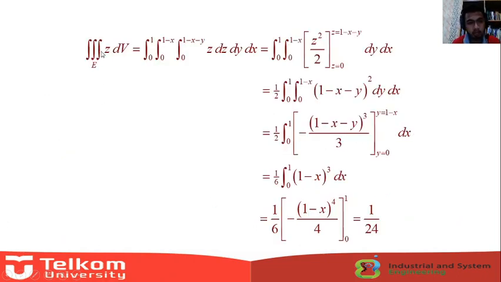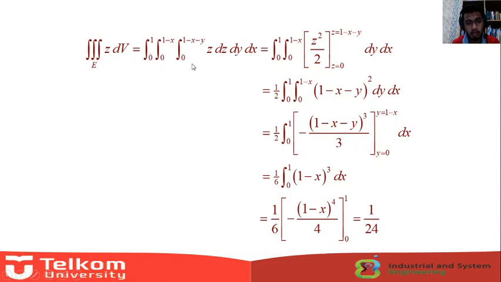So the triple integral of z is the integral of z dz dy dx, with z from 0 until 1 minus x minus y, y from 0 until 1 minus x, and x from 0 until 1. Okay, next, after we have this integral, we solve it one by one.